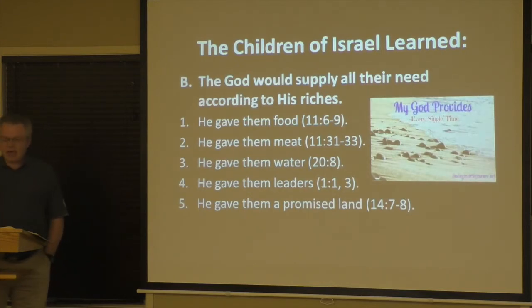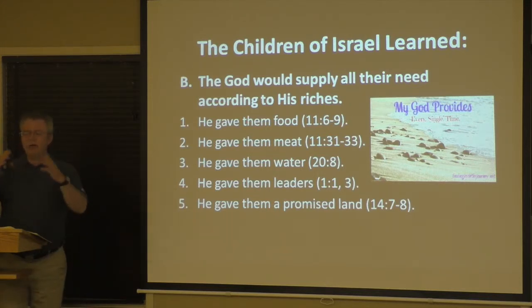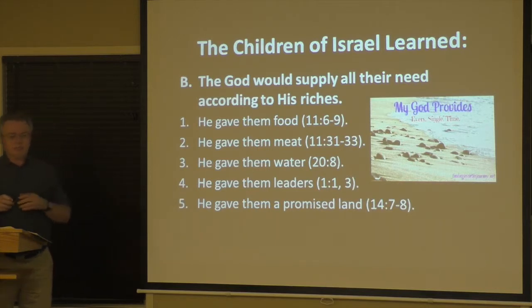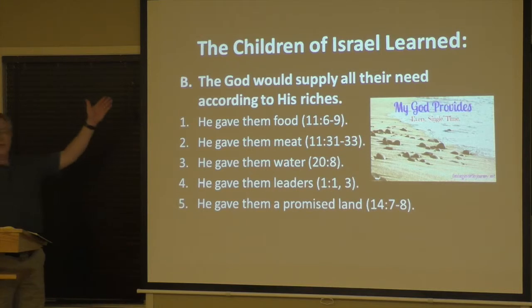Not just to trust God in the day of crisis, but also that God was one that would supply their needs. So as the questions may come, well, once we get into the promised land, how are we going to feed ourselves? How are we going to water ourselves? How are we going to arrange all of this? The new generation would be able to say, well, look at what he's done for us so far.